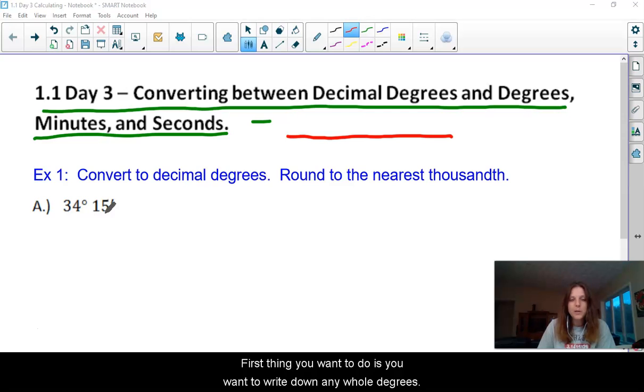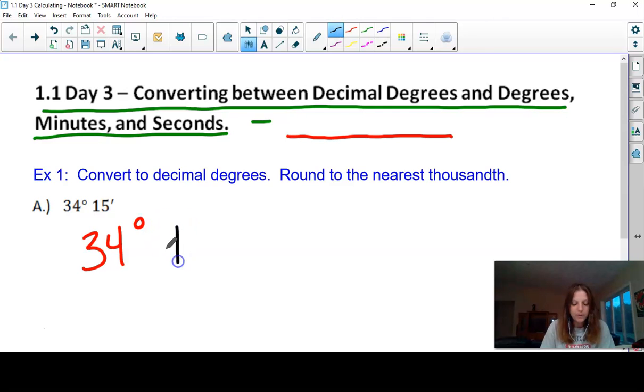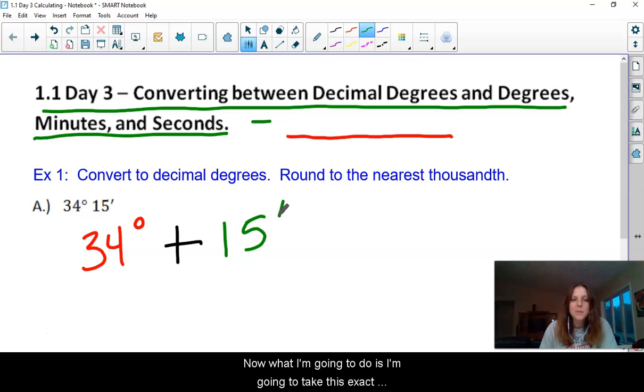First thing you want to do is write down any whole degrees. So I have 34 whole degrees. I also have 15 parts of a degree, 15 minutes. Now what I'm going to do is take this exact angle and convert it to a decimal, which will be necessary when calculating with a calculator.